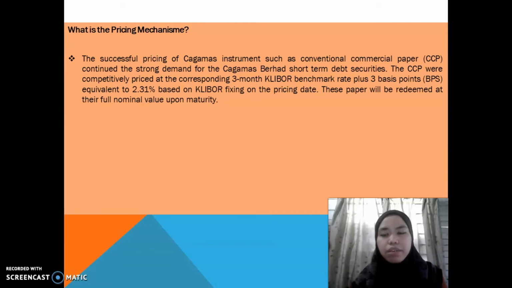What is the pricing mechanism? The successful pricing of Cagamas instruments such as conventional commercial paper continues the strong demand for Cagamas Berhad short-term debt security. The conventional commercial paper is competitively priced at the corresponding 3-month bond benchmark rate plus 3 basis points, equivalent to 2.31% based on paper fixing at the present date. This paper will be redeemed at the nominal value on maturity.